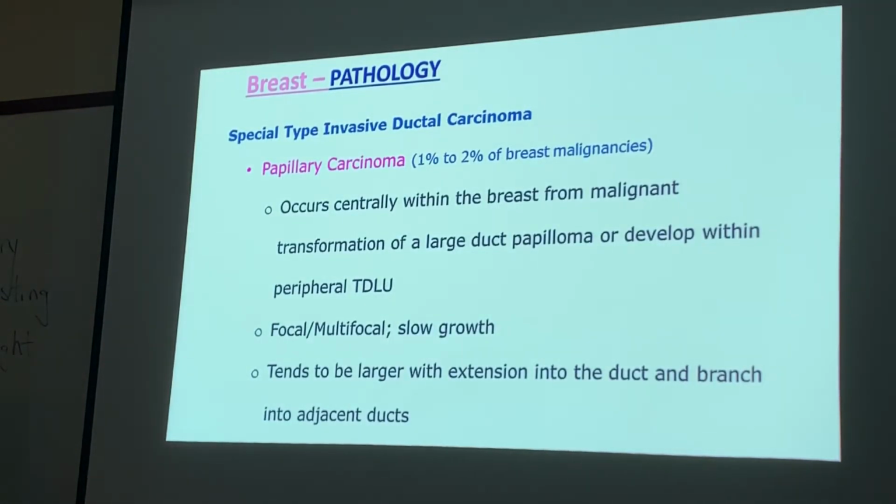Okay. My third special type IDC would be papillary carcinoma. It appears in 1 to 2% of breast malignancies. It occurs centrally within the breast from malignant transformation of large duct papilloma, or develops within a peripheral TDLU. It is focal or multifocal and slow growing, and tends to be larger with expansion into the duct and branches into the adjacent ducts. And that's what they mean by invasive, meaning it's invading other spaces that it shouldn't be.